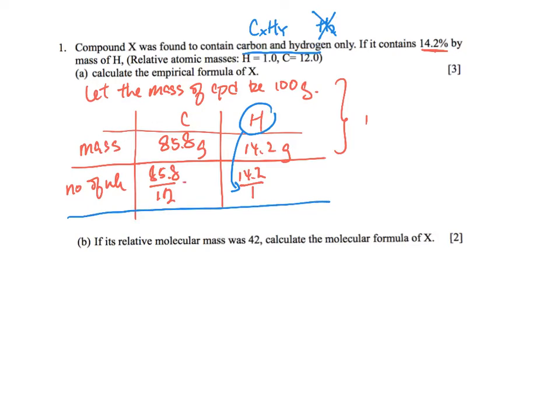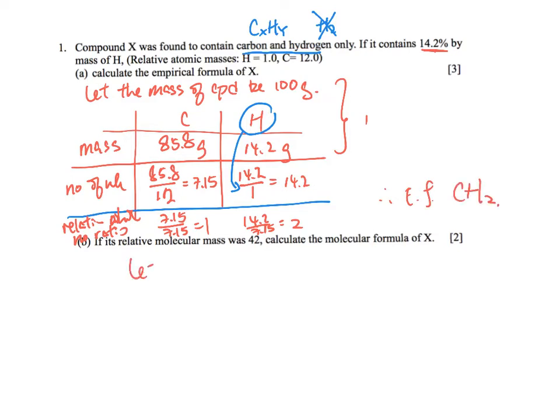After doing the math, you find this one will be 7.15 mole, while this one will be 14.2. And then the whole number ratio: divided by 7.15, this will be 1, while this one will be 2. So the empirical formula will be CH2. This one will be 1 mark, and this one will be 1 mark, so total 3 marks for this.